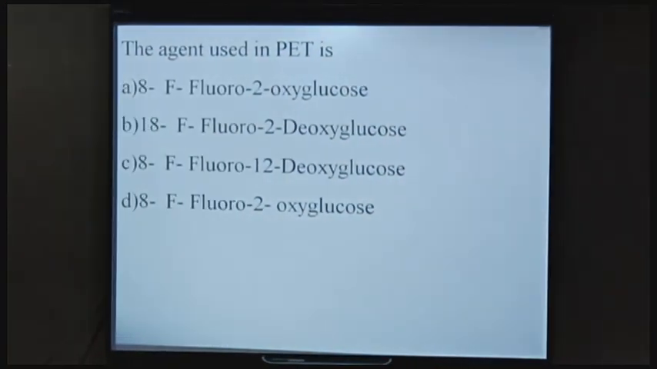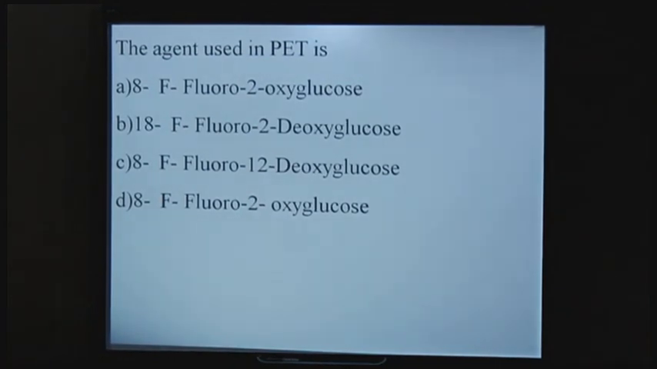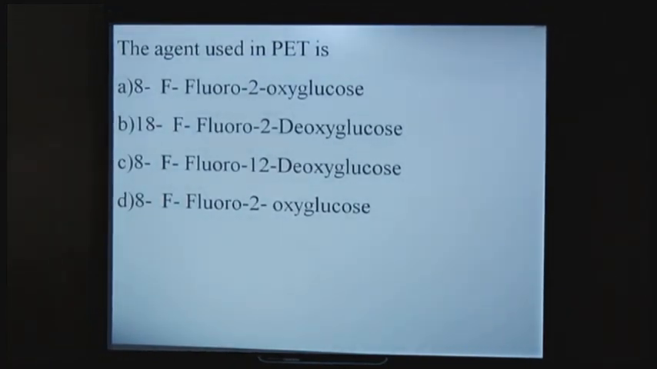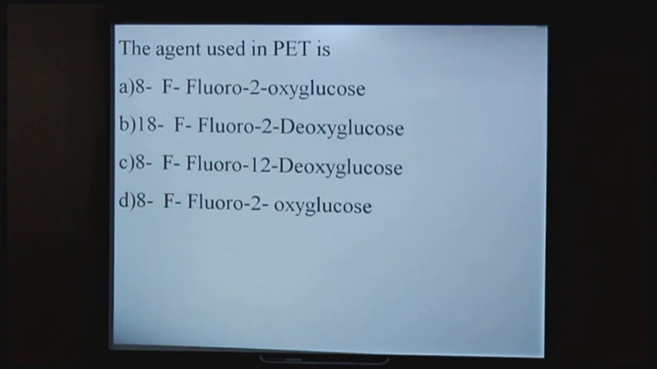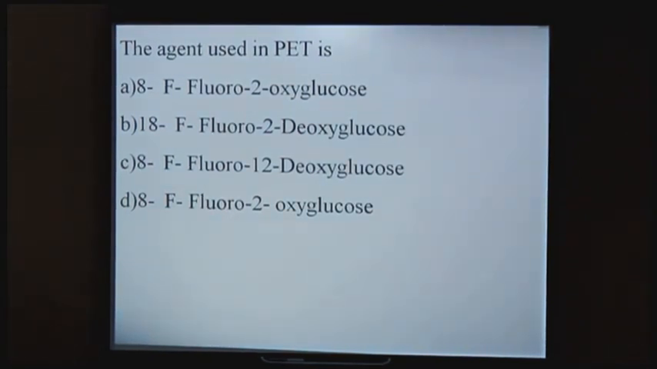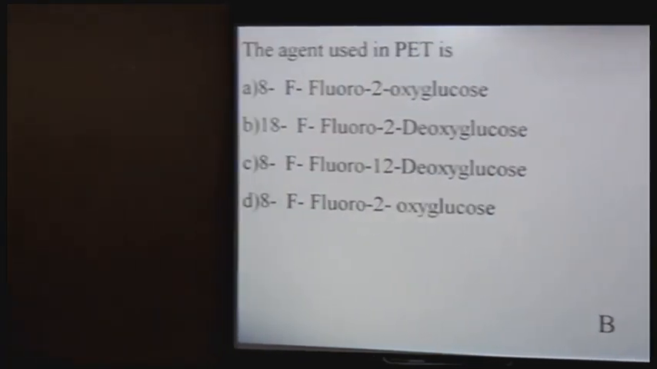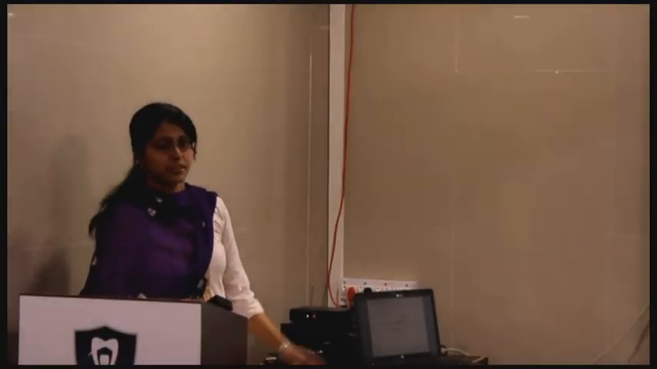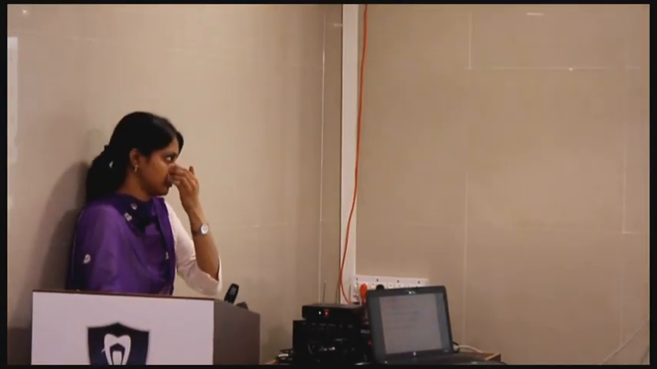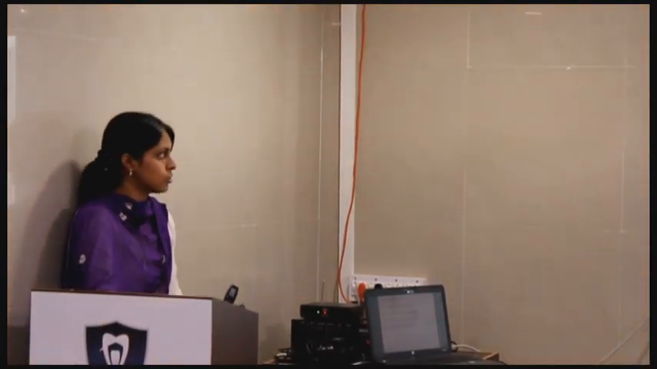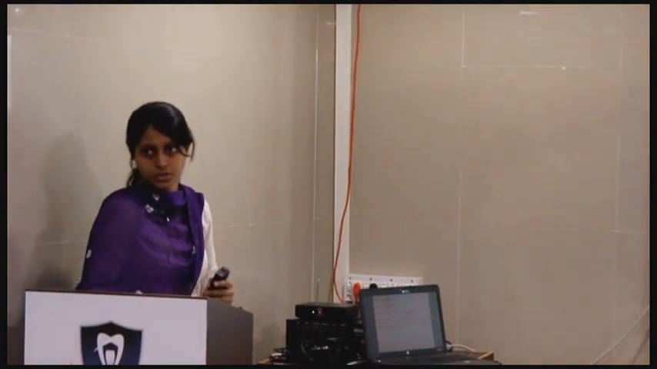The agent used in positron emission tomography is the PET scanner. It uses an agent, that is, you give a contrast agent to the patient IV, and only then you place the patient in the PET scanner. That is 18F fluoro 2-deoxyglucose. The others are all not answers at all. Okay, it doesn't fit the other agents also. 18F fluoro 2-deoxyglucose.